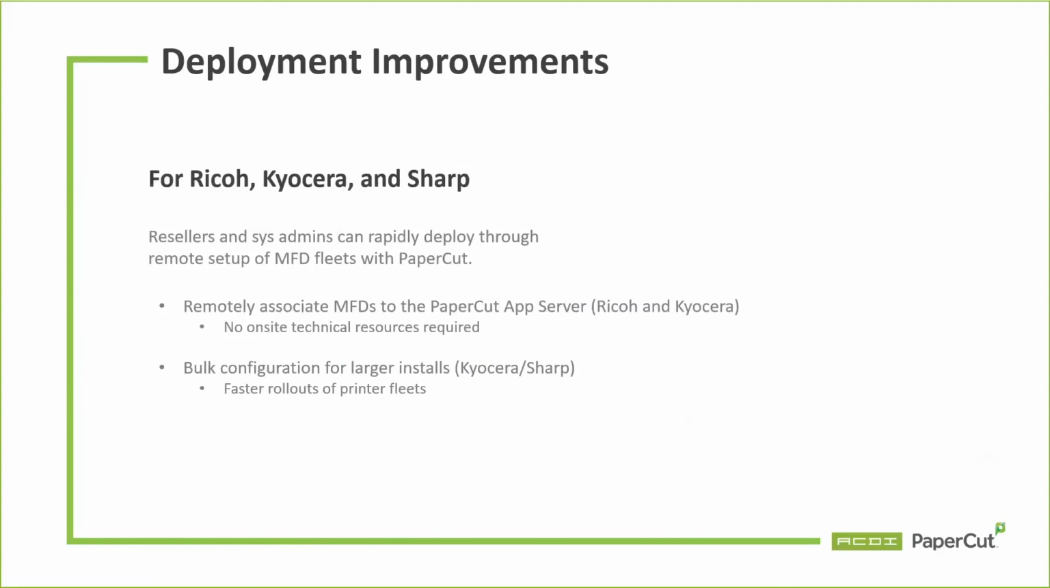Also, bulk installs of Kyocera and Sharp can now use CSV files to upload as many devices as you need, so your larger rollouts can be completed much faster. Templates are included inside of PaperCut. They're located in the PaperCut directory. Navigate to Server, Deployment, and Batch to view the template and the README file.